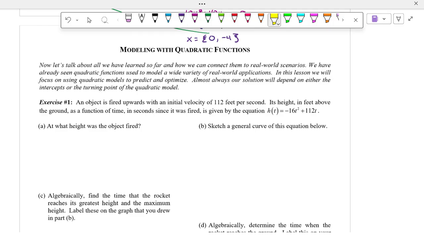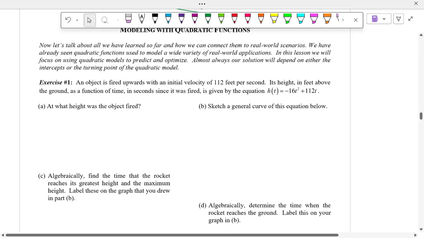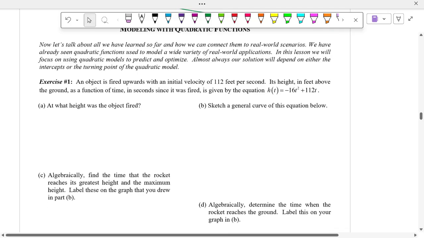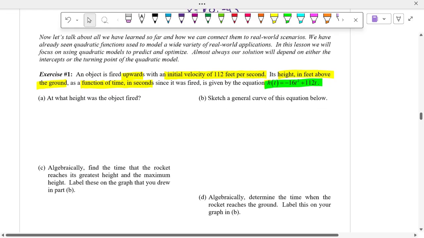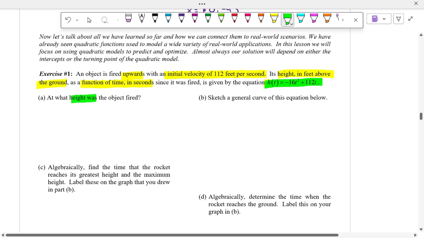All right, so we talked about this back in Unit 3. All right, so let's look at exercise 1. An object is fired upwards at an initial velocity of 112 feet per second. Its height in feet above the ground is given as a function of time in seconds since it was fired, by this equation. So in other words, h of t is height, t is time. So our y value is height, x is time. Now, at what height was the object fired at?